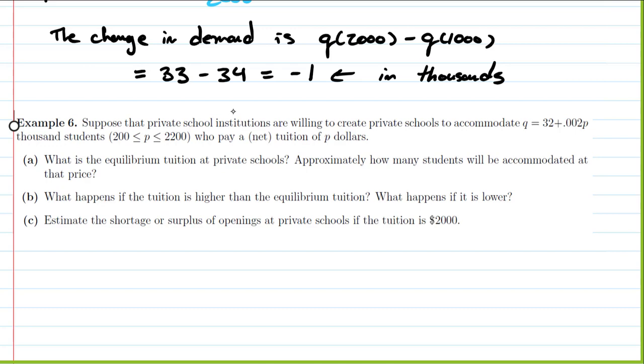B, what happens if the tuition is higher than the equilibrium tuition, and what happens if it is lower? And estimate the shortage or surplus of openings at private schools if the tuition is $2,000. So let's start with A.